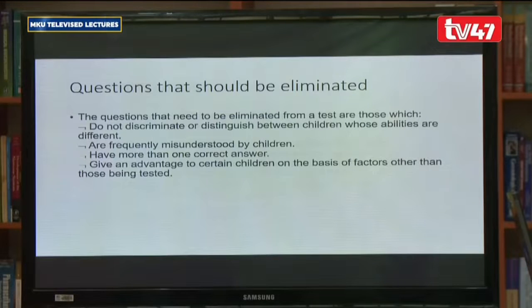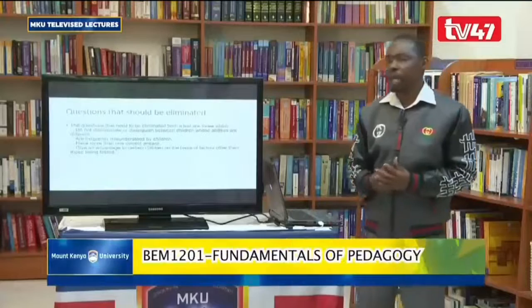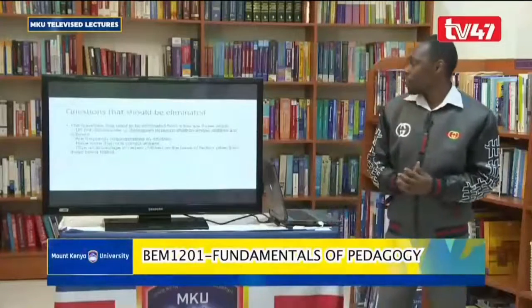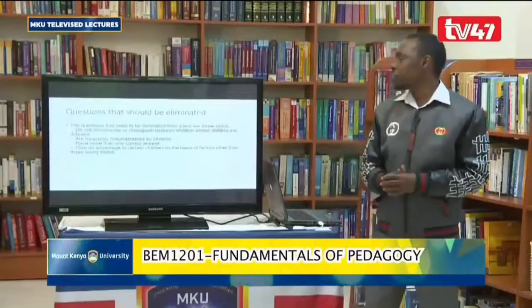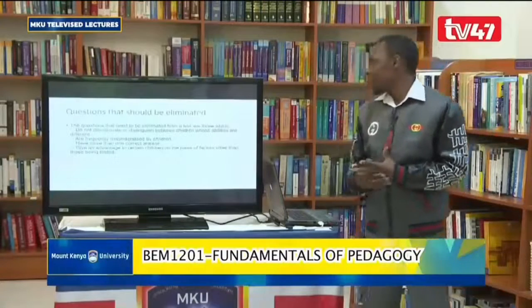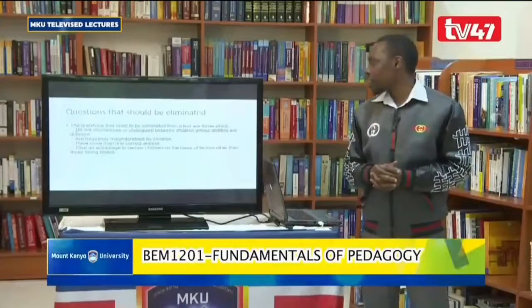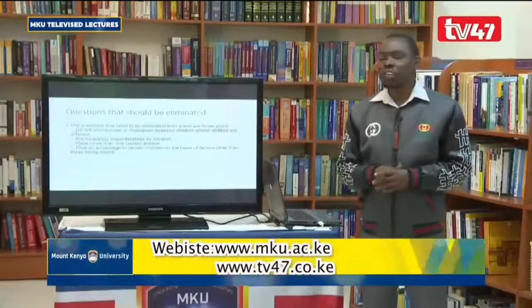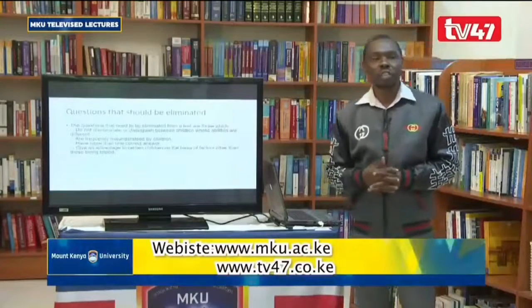The other type of questions that are not supposed to be there are those that are frequently misunderstood, or those that are ambiguous and are not able to be interpreted correctly by the learners. And then thirdly, those questions that have more than one correct answer, especially when setting objective type of questions. And finally, those questions that give an advantage to certain learners on the basis of factors other than those that are being tested.